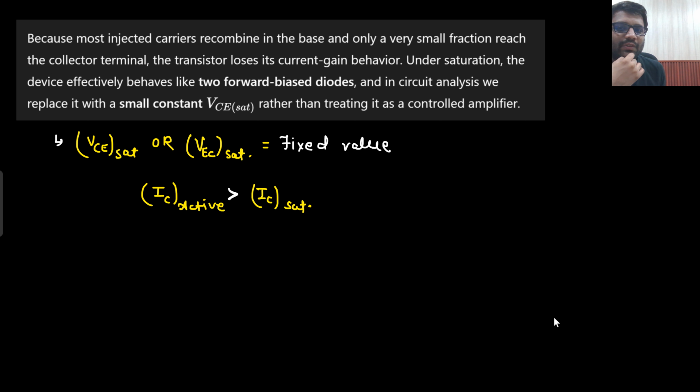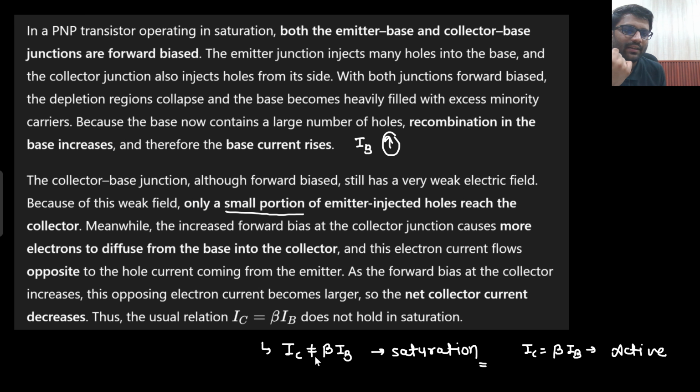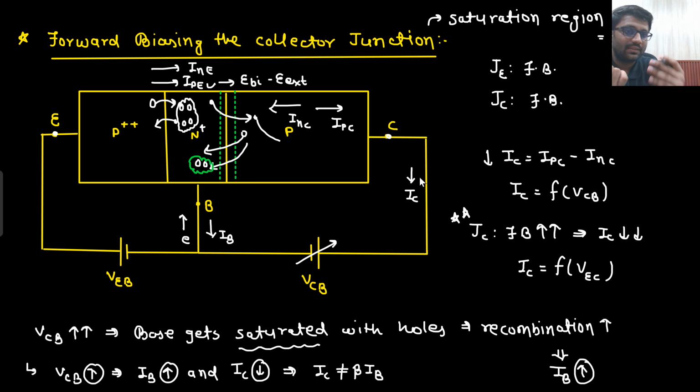Okay, so this theory has been written because most of the injected carriers recombine in the base. Only a very small fraction reaches the collector terminal. The transistor loses its current gain behavior. What is the meaning of current gain? IC equals beta IB. IB was a very small current, but IC equals beta IB. Beta, you know, would be roughly around 100 or it could be infinity, whatever it is. We saw the numerical as well, where beta came out to be 74. So beta is very large. If IB is my input current, then IC will be my output current. So IC is the amplified version of IB. But that is not happening here, because IB is increasing and IC is decreasing.